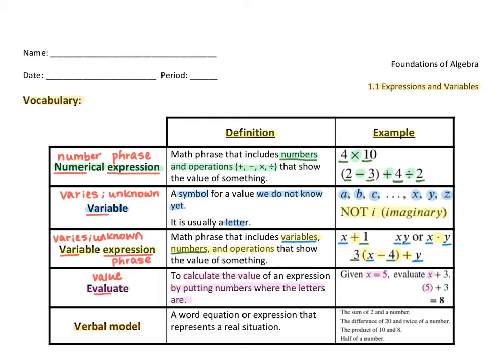Our last vocabulary word for this lesson is verbal model. Verbal refers to words. Model refers to representation. So our definition for verbal model is a word, equation, or expression that represents a real situation. So in our examples, we can see that we have some words that are highlighted, and the whole complete sentence can be used to represent a mathematical expression. So verbal model in math is words that can be used to represent numbers, operations, and/or variables.